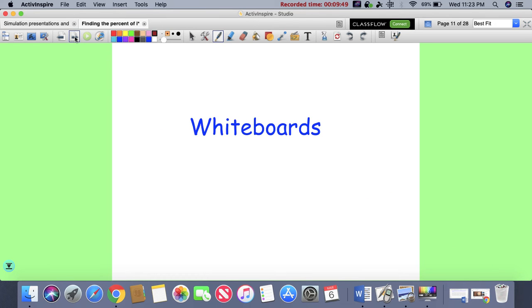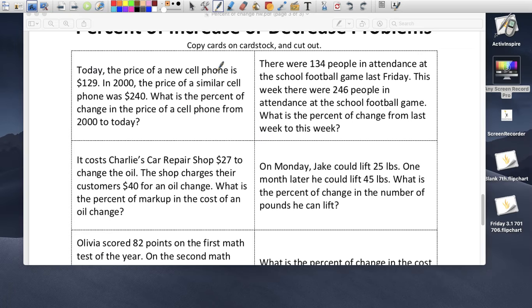So now you probably have clickers. You're going to be on the whiteboards, and you have these following questions to do.